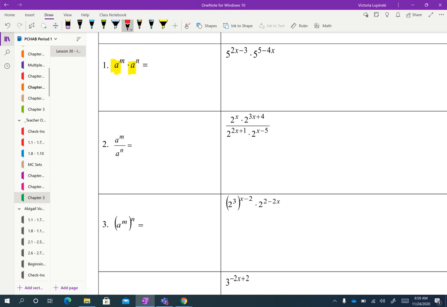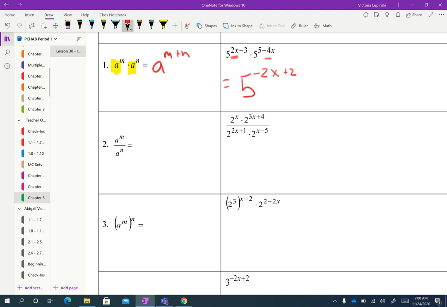So if you have a to the m times a to the n, you're of course going to write it as a to the m plus n, meaning you would add those exponents. So take a look at the example immediately to the right. Because they are both base 5, you're going to go ahead and write your answer as base 5, and then you're going to add up those exponents. So you're going to start by adding up the variables, which would be 2x minus 4x, which would be negative 2x. Add up the constants, plus 2.